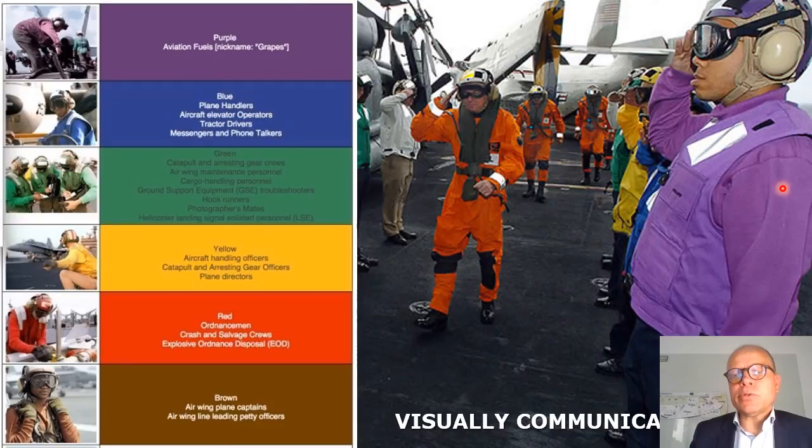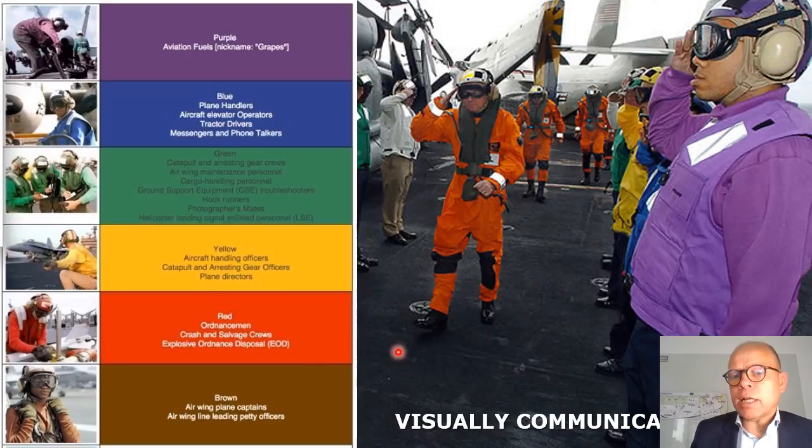That's their specific roles, because on an aircraft carrier, everybody knows that the purple guys are the ones dealing with aviation fuel. They're called the grapes. And everybody knows that the people in red are the ones handling weapon systems and ordnance. It hasn't always been like that. It's developed to be like that because accidents occurred, and it was important that everybody knew the correct position of these specific roles in a specific time.